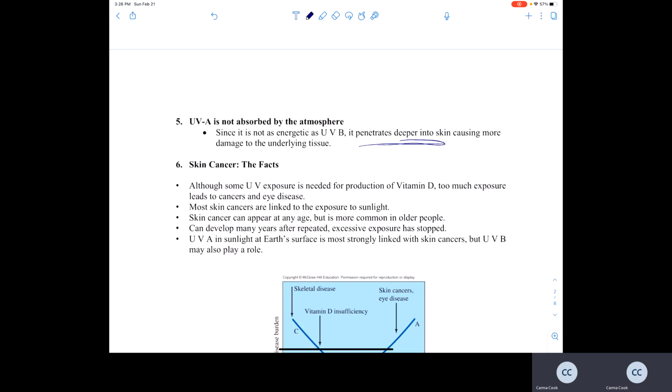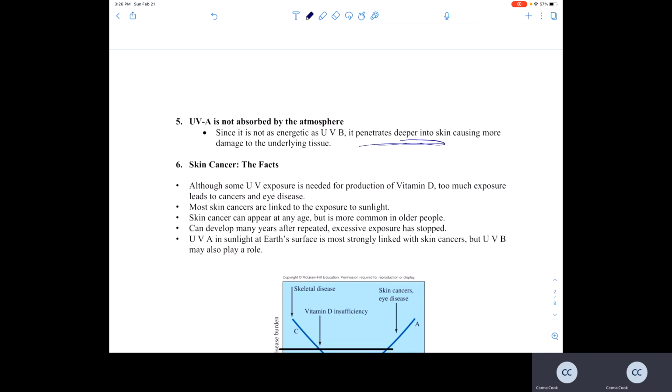And so, some skin cancer facts. So we know that some good things about sunlight is, of course, it catalyzes photosynthesis, and it also provides vitamin D. But too much exposure to UV radiation can lead to cancers and also eye diseases. So most skin cancers are linked to exposure to sunlight.